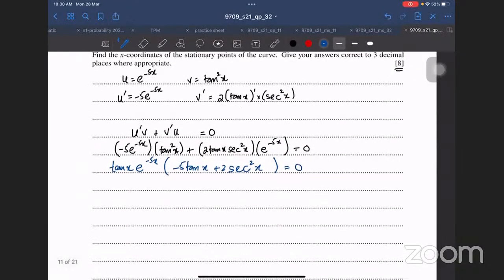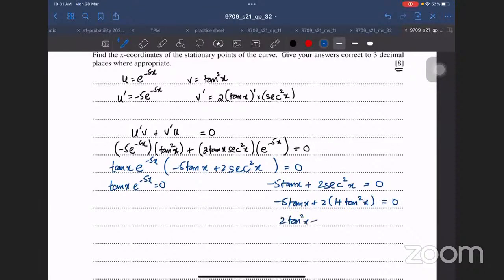Okay, so either this equals 0 or that equals 0. Okay, sec square x क्या होता है? 1 plus tan square x. Identity होती है ना? Sec square x is 1 plus tan square x. So I get 2 tan square x minus 5 tan x plus 2 equals 0.